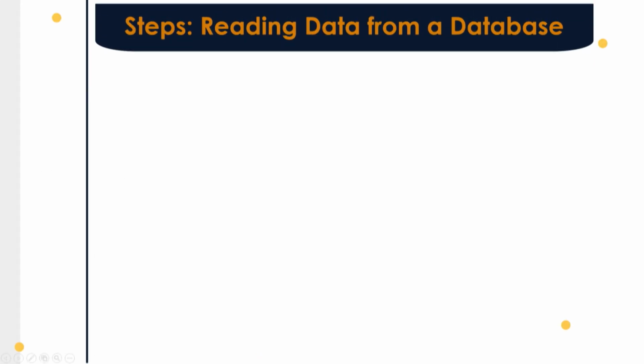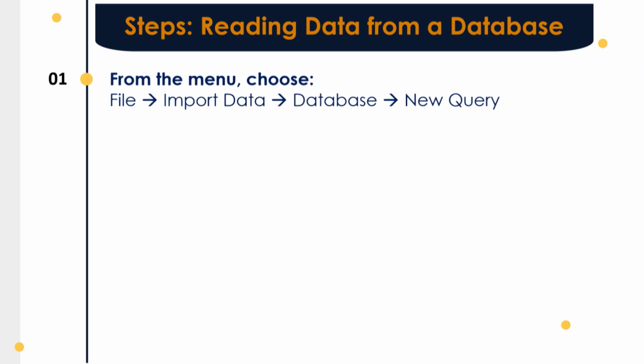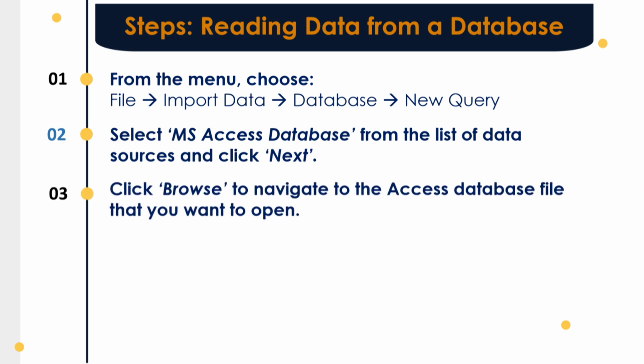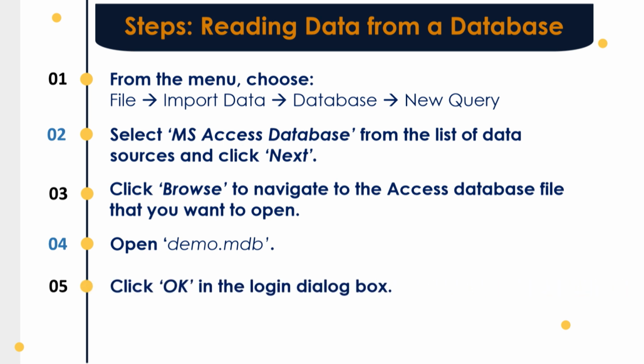Next we are going to see what are all the steps involved in reading data from the database. From the menu, choose File, then go to Import Data, then choose Database, and at last choose New Query. Next select MS Access Database from the list of data sources and click next. Step 3, click Browse to navigate to the Access database file that you want to open, and at last open the file demo.mdb, that is the management database file, and step 5, click OK in the login dialog box.